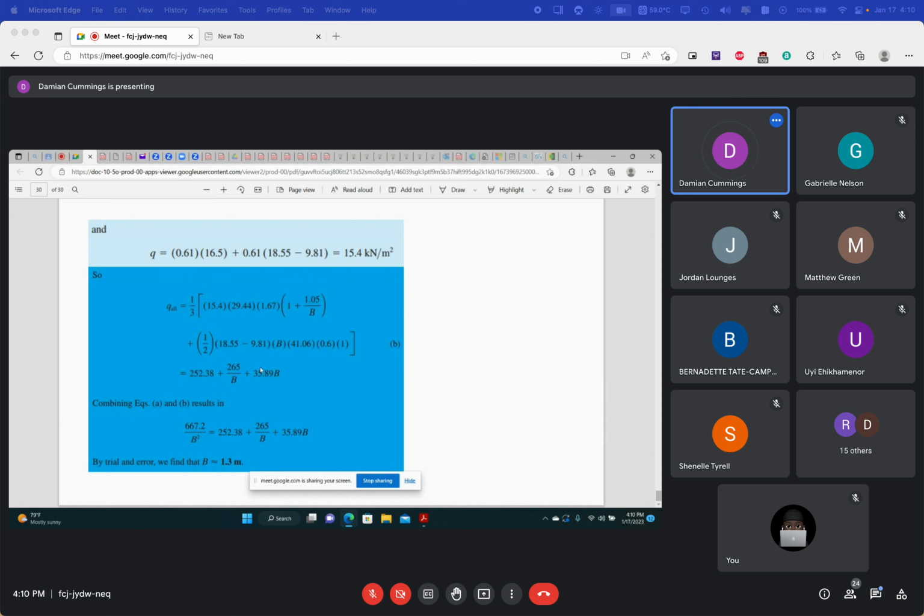And we have equal to, so when we reduce this, we have 252.38 plus 265 divided by B plus 35.89 B. So combining these results in a quadratic equation, and we can now solve this equation for B. Good. So the width of our foundation in this case is equal to 1.3 meters.